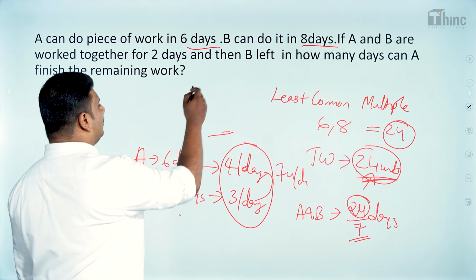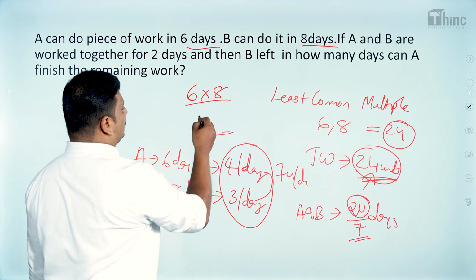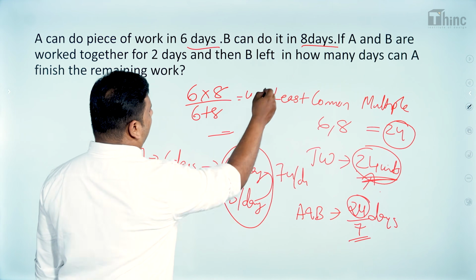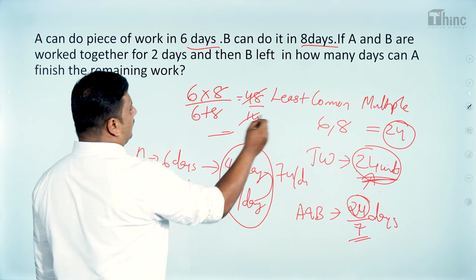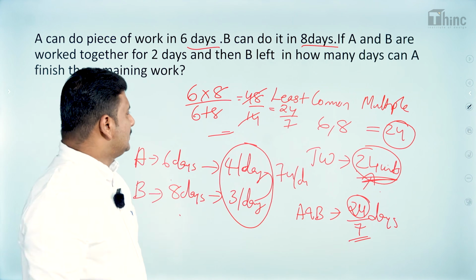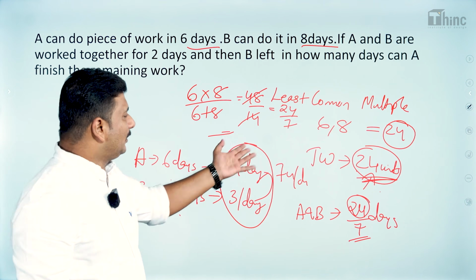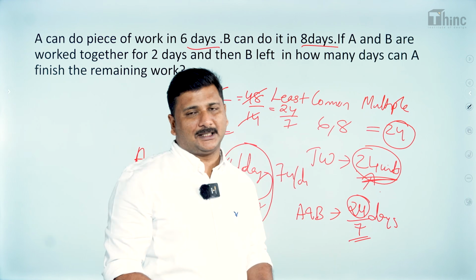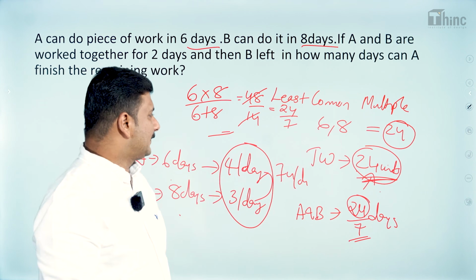If you do A into B by A plus B also, you'll get the same answer. So what is 6 into 8 by 6 plus 8? It's 48 by 14. If you cancel these by 2, again you will get 24 by 7 days only, right? So even though you go for the formula, you will get the same answer, but you need to know this approach. That's why I'm telling you this approach. I think this is clear for you.